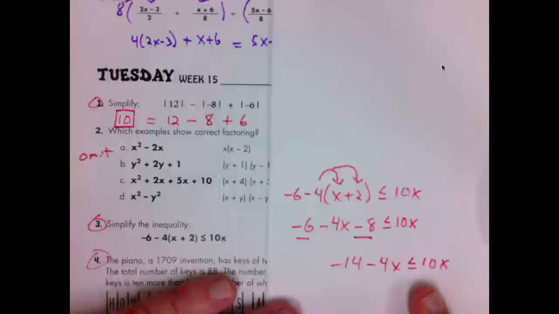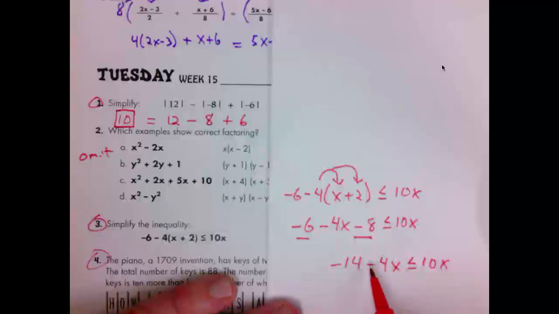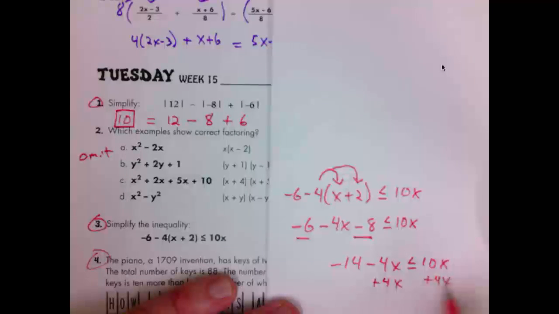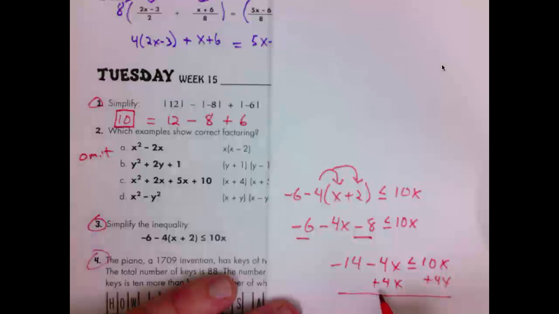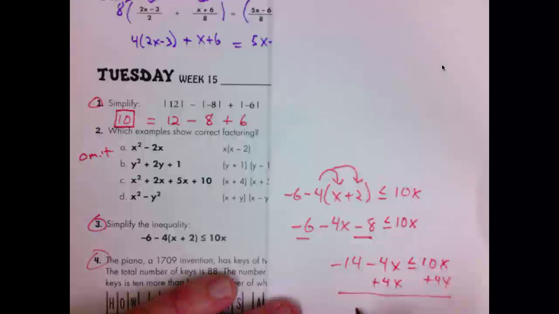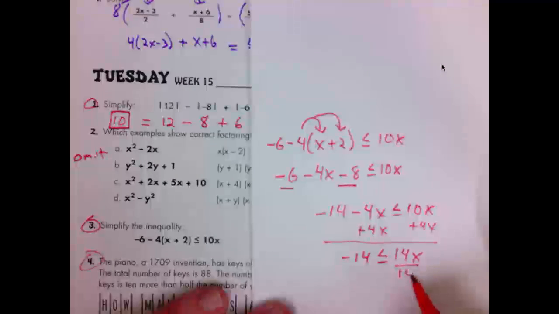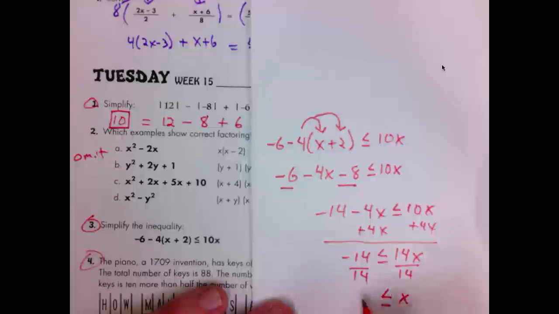Okay, we now have variables on both sides. We can eliminate either one. Since we have a variable and a constant on the left side, I'll eliminate my subtract 4x by adding 4x to both sides. Negative 4x and positive 4x add to 0, leaving only negative 14 on the left, less than or equal to 14x. Well, dividing by 14 on both sides will yield x greater than or equal to negative 1.